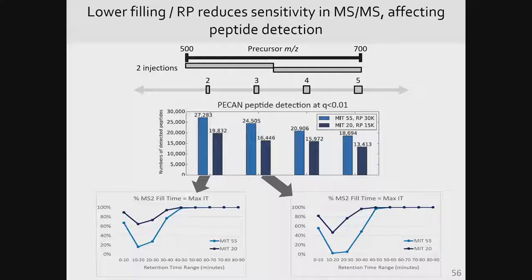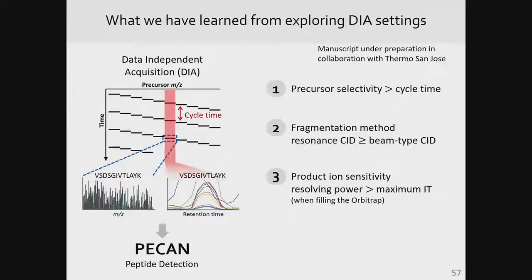This basically shows that the percentage of spectra that fill the Orbitrap is much higher in the range where our peptides were predominantly eluting, relative to the maximum inject time. So we're underfilling the Orbitrap substantially with the maximum inject time of 20 versus the maximum inject time of 55. The key conclusion here is that precursor selectivity is more important than cycle time.